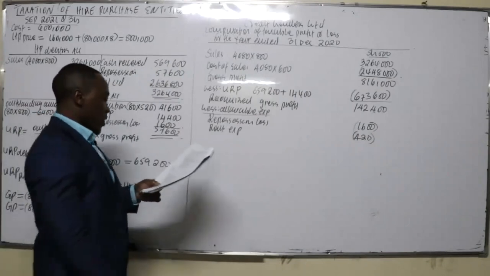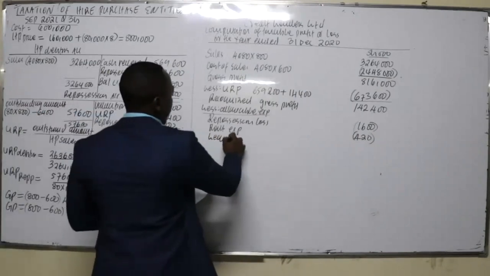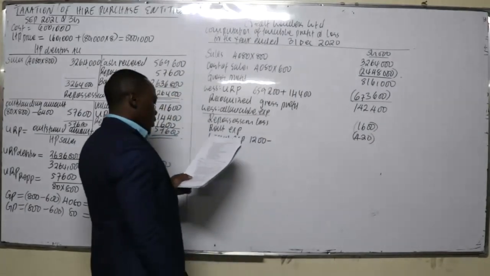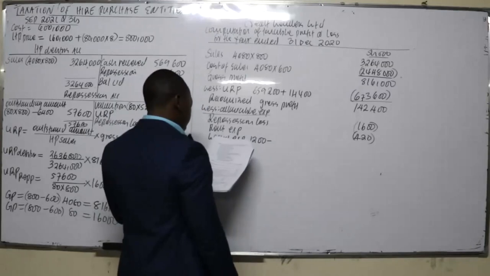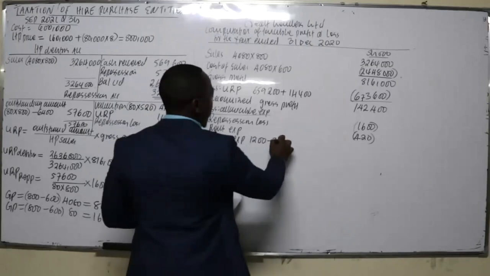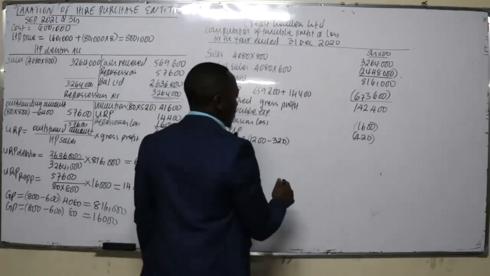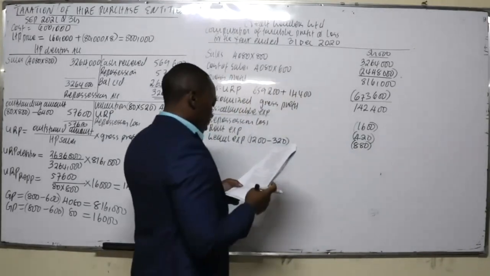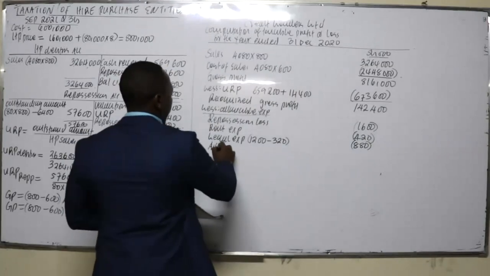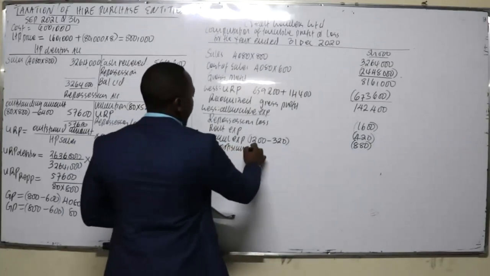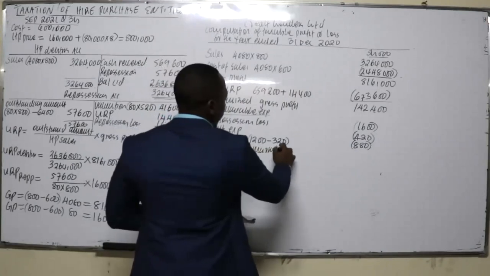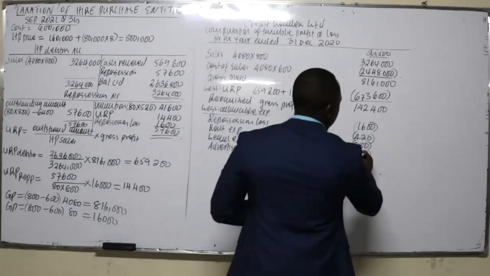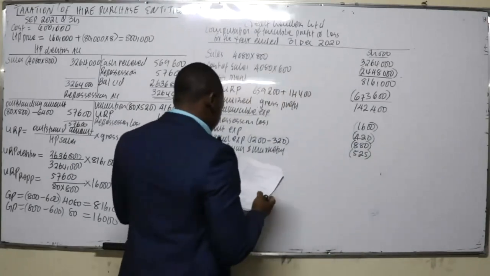Also, there is legal expenses of 1.2, you minus 320, which was in respect of defense against illegal importation of the machine. You raise 320, get an amount of 880. Advertising and marketing, an amount of 525. Salaries and management expenses.